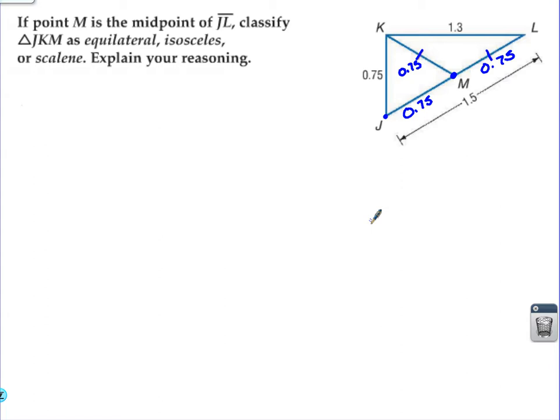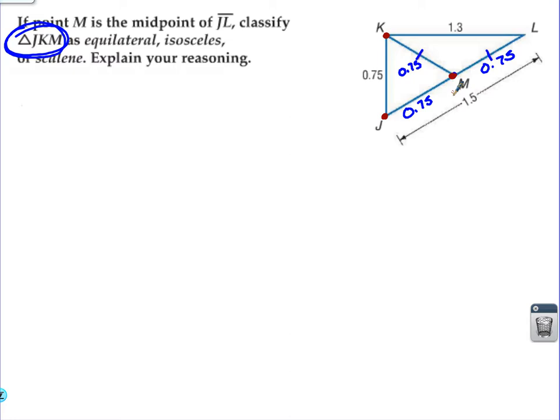And it says classify, look what triangle you're talking about, triangle JKM. Triangle JKM, this triangle. It says classified as either equilateral, isosceles, or scalene. What do you think, Destiny? What kind of triangle is it? It's equilateral. Good job.